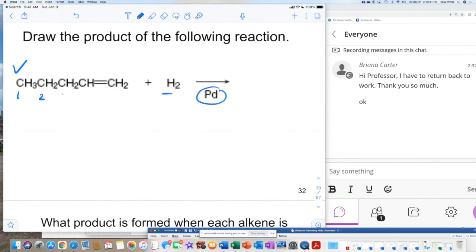So I have 1, 2, 3, 4, 5 carbons. Okay, so my product will be 1, 2, 3, 4, 5 carbons, right? But the hydrogen can only go to carbon 4 and 5 because that's the only place where there's a double bond that can be broken to accommodate them. Remember, the rest of these have the maximum amount of hydrogens present, so you can't add any more hydrogens.